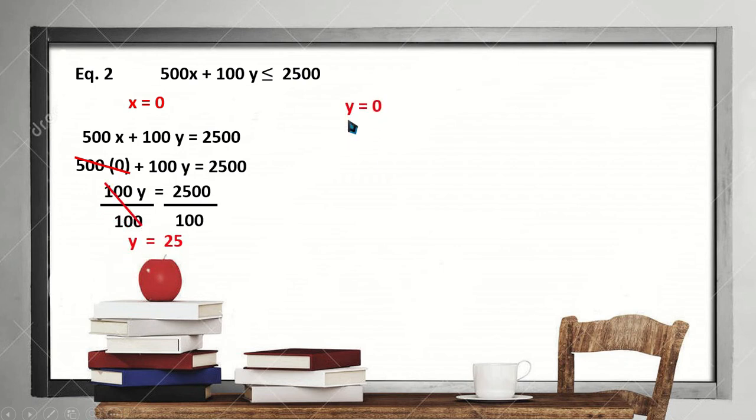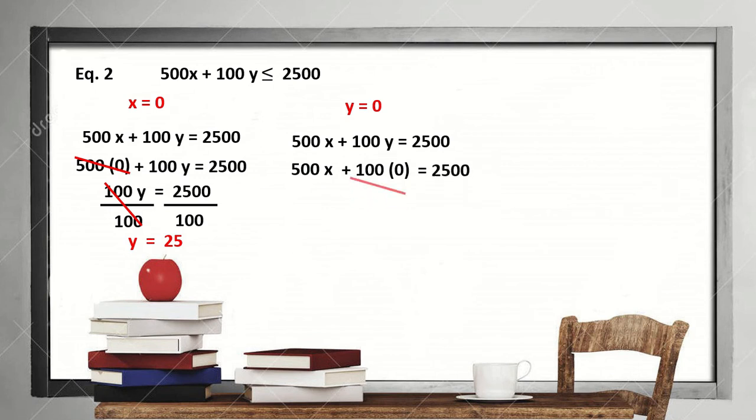Next naman, we have y is equal to 0. So, palitan naman natin ng 0 si y. So, we have 500x plus 100 times 0 is equal to 2,500. So, we have 500x is equal to 2,500. So, divide natin both sides by 500. So, cancel na si 500. So, matitira is x is equal to 5.